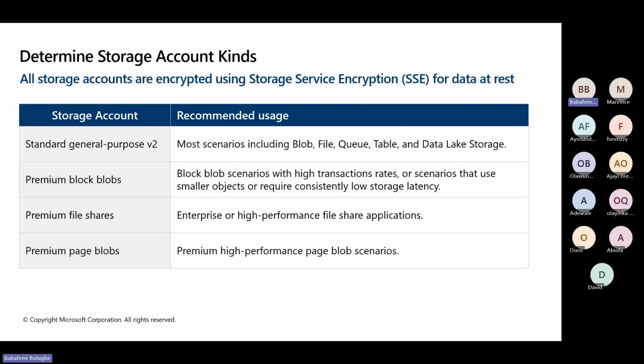Maybe it's just a general standard or standard general purpose, which includes these ones we've talked about: the blob, the file, the queue, the table, or even the data lake storage. Then we have the premium blob, which is the premium version of blob. So it comes with high transaction rates.